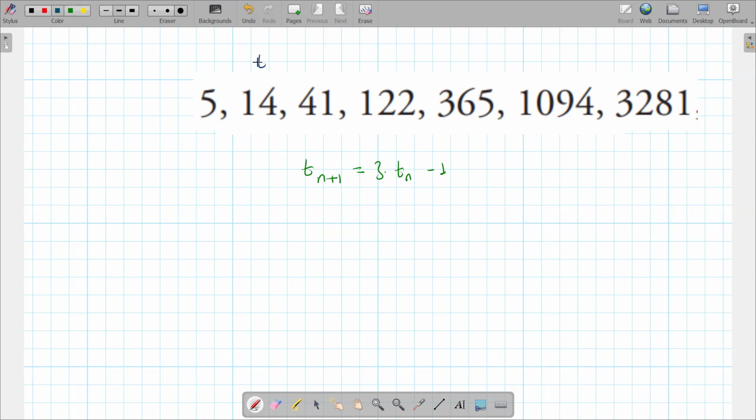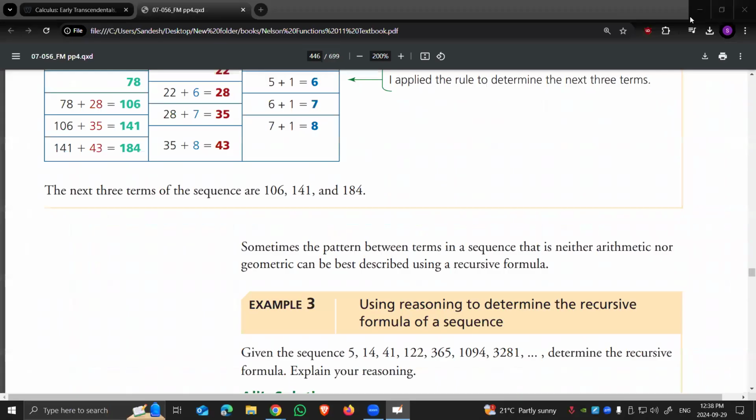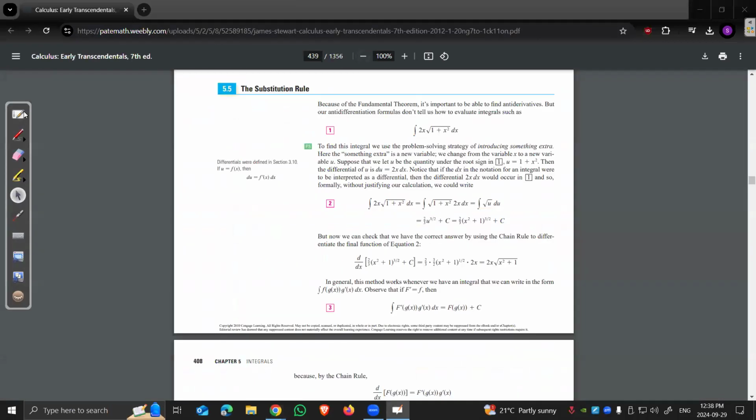As an example here, this is T2, T3. T2 will be 3 times T1 minus 1, so 3 times 5 minus 1, 14. T3 will be 3 times T2 minus 1, 3 times 14 minus 1, 42 minus 1, 41. So recursive is useful in these cases where you can't write it in terms of the general form. Okay, that's enough of that for now. We'll do more of it next week.